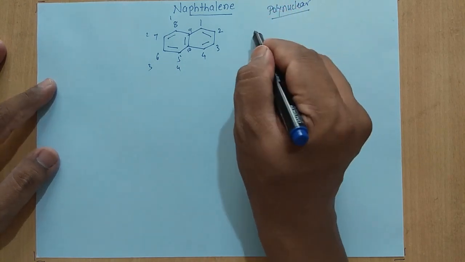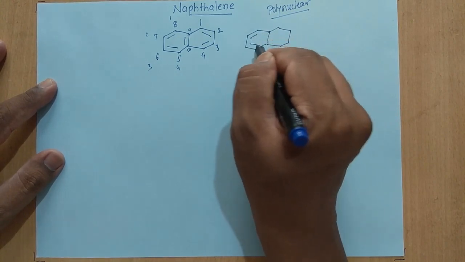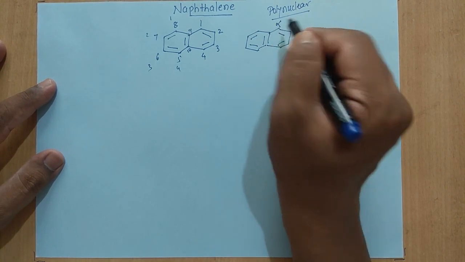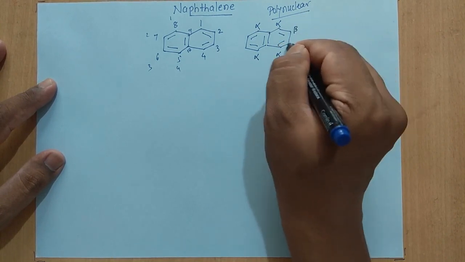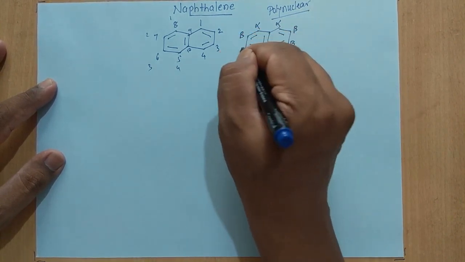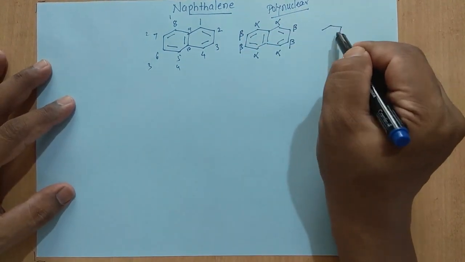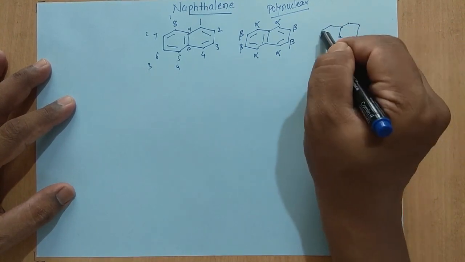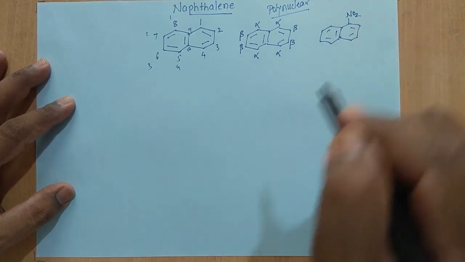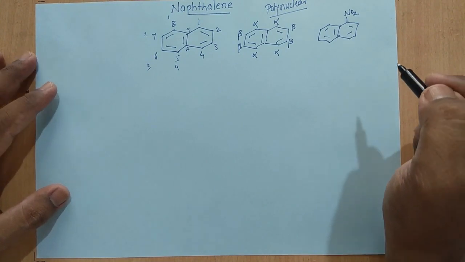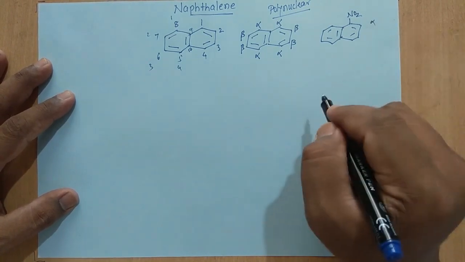Generally, naphthalene is also numbered commonly as follows. These positions are called alpha positions, and these positions are called beta positions. So I can call this nitronaphthalene, or similarly, alpha nitronaphthalene.